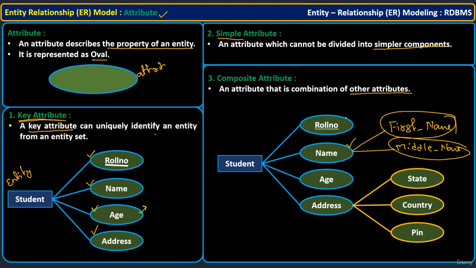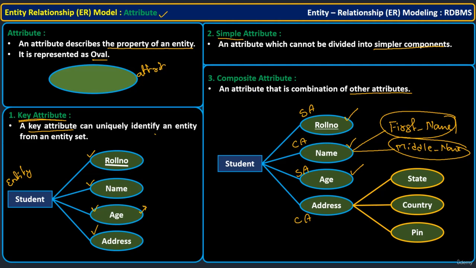But roll number is only one value, so further division is not possible. Age also cannot be divided further. So these two become simple attributes. Name becomes a composite attribute, and address, of course, a composite attribute. These are the three definitions, and the remaining definitions we will see in the next lecture.